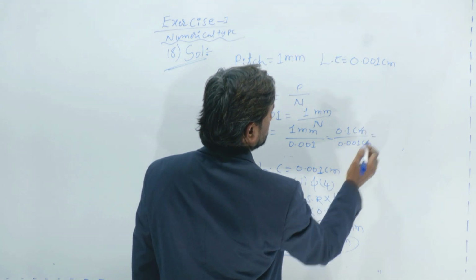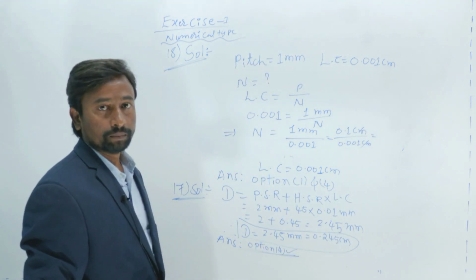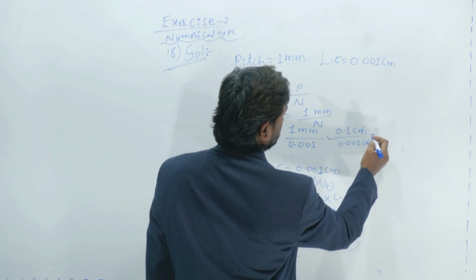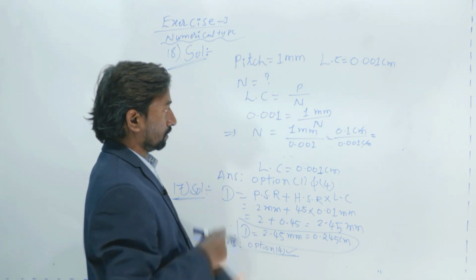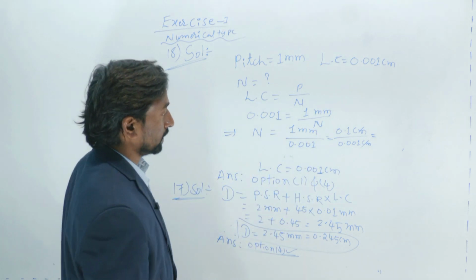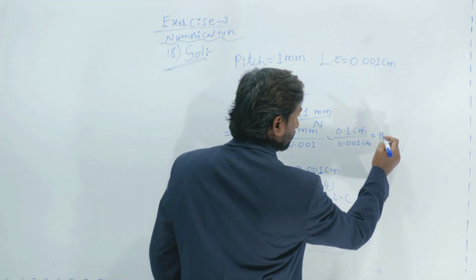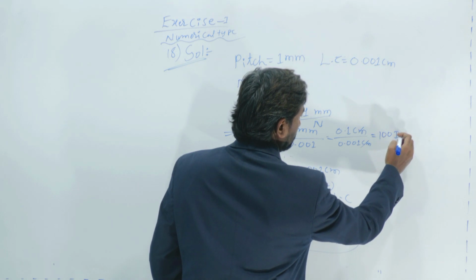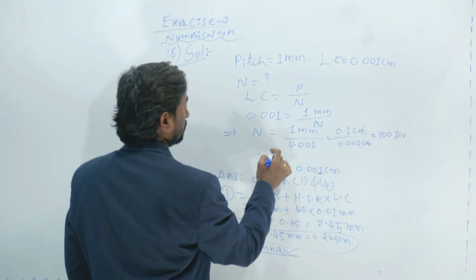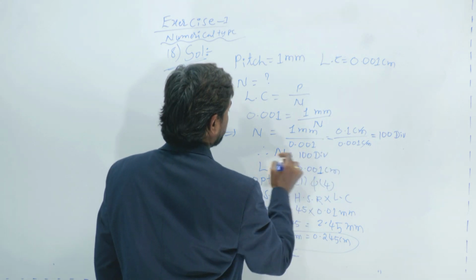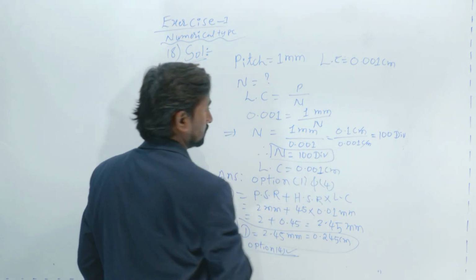So this and this will be cancelled there. Now here we will get 1 by 10 and 1 by 1000 there. So the zero will be cancelled here and it will become 100 divisions. N is equal to 100 divisions.